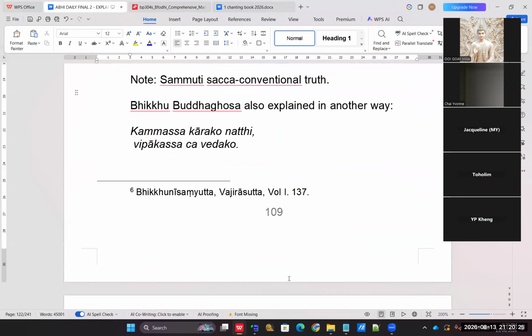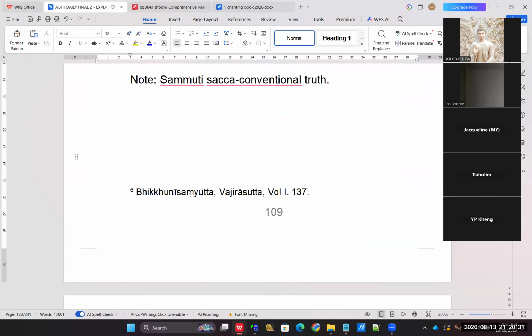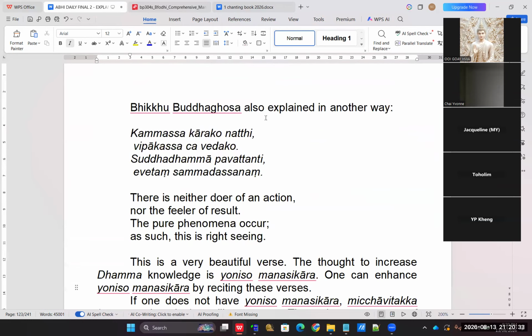Now, this is from the Bhikkhuni Samyutta, Vajira Sutta. From here is another, Bhikkhu Buddhaghosa. Now, who is Bhikkhu Buddhaghosa? He's a very well learned monk who translated many commentaries, including the Visuddhimagga, the Path of Purification. So he explained this one.